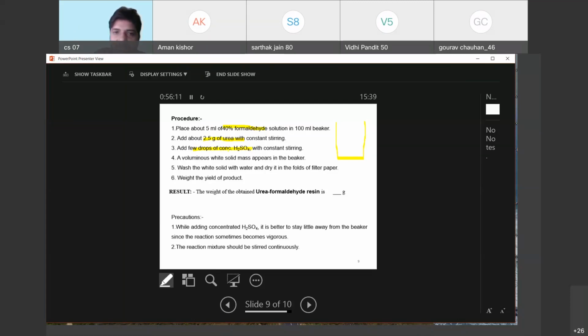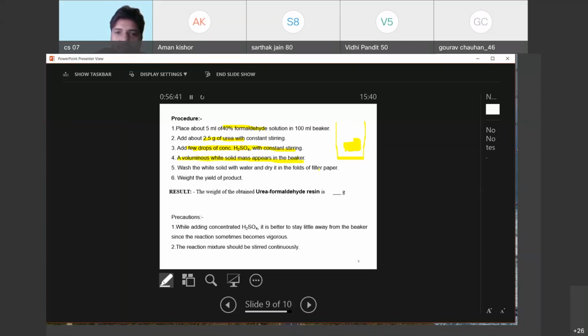Okay. So after adding acid with constant stirring, you will see a solid mass immediately appear in the beaker. ठीक है? Acid डालने के बाद immediately you will see a solid product appear in the beaker. Immediately. The reaction will take place immediately. Within 1, 2, 3 minutes, it will take place. You will see a solid product in the beaker.